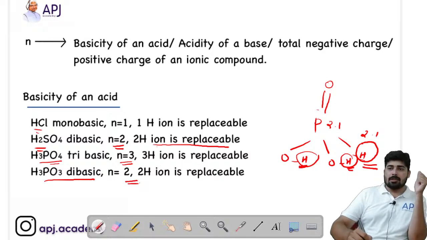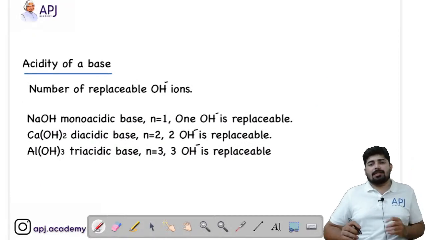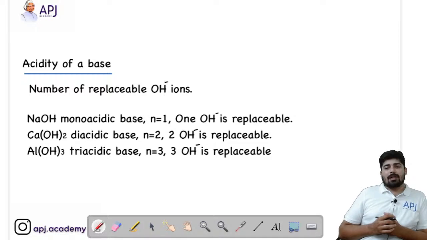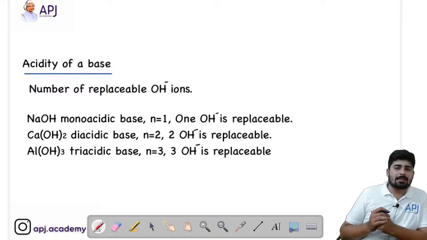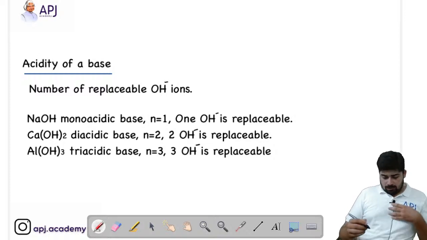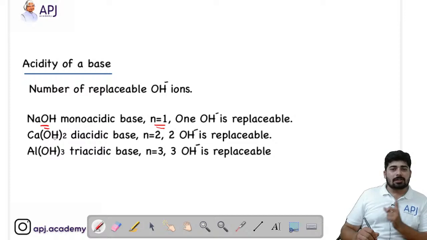Okay. Now let's move on to the next one. In the case of a base, what is the valency factor of a base? The valency factor of a base is just the number of OH minus ions that can be replaced from a base. See, if you are considering NaOH, then one OH minus ion can be replaced. So the valency factor of NaOH is equal to 1.